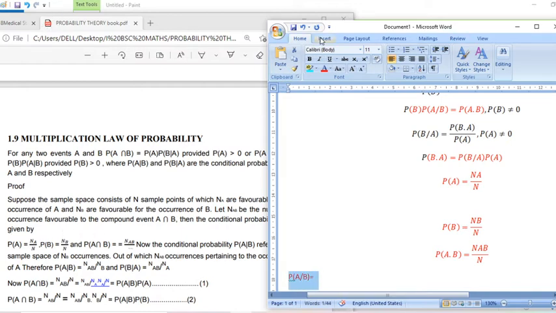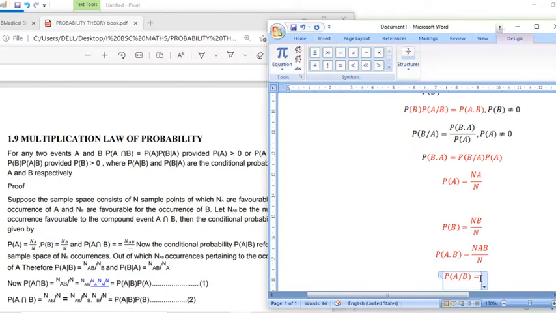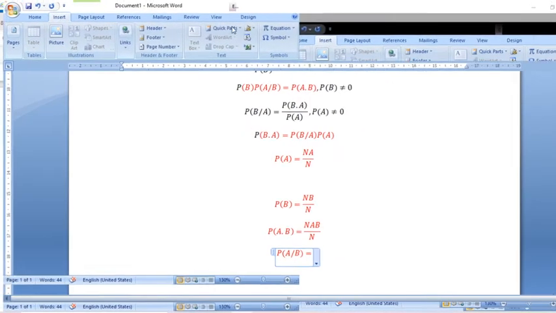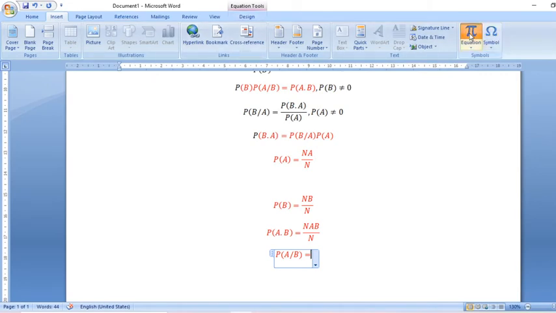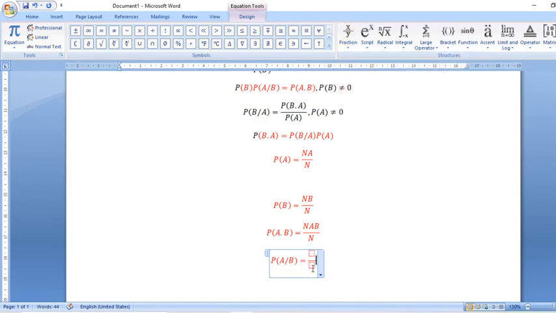I will put in the equation. So what will be that probability? I will take the equation editor. Out of NB trials, out of NB favorable cases, the number of joint events, that means A and B, the number of favorable cases corresponding to joint event AB. So this is the probability of A given B.